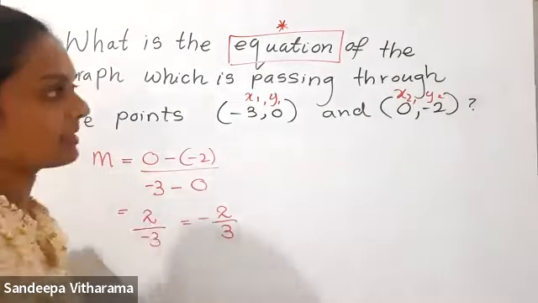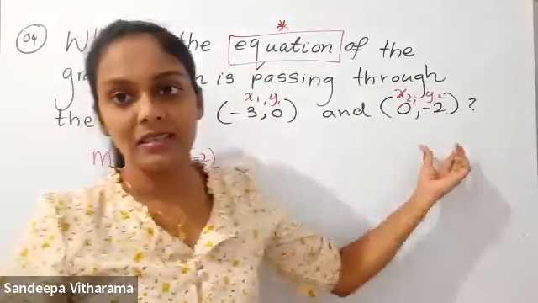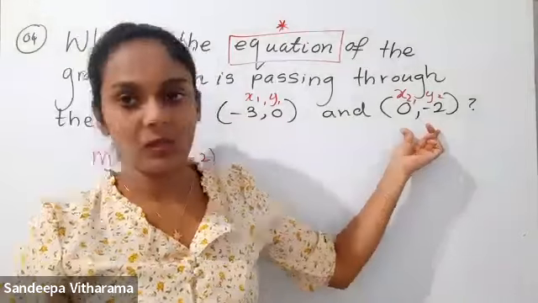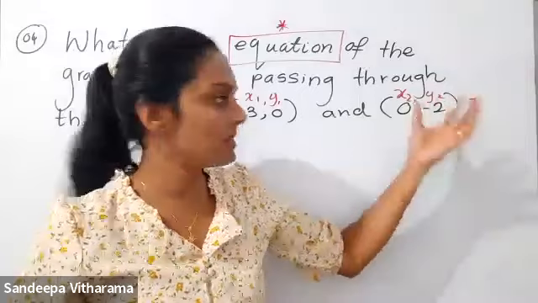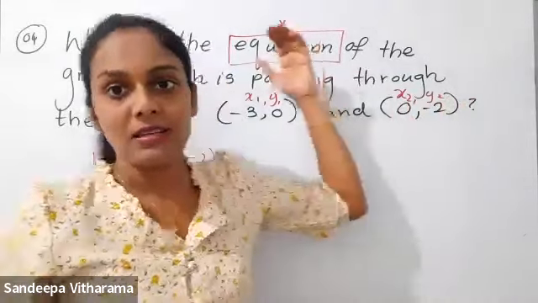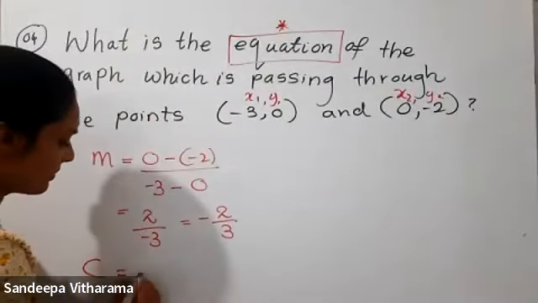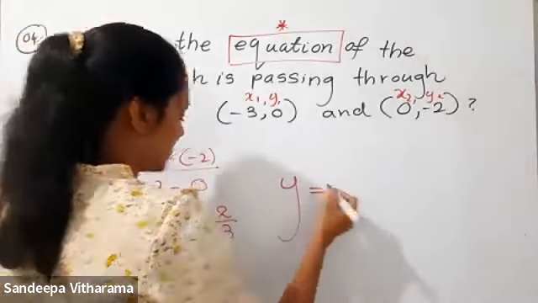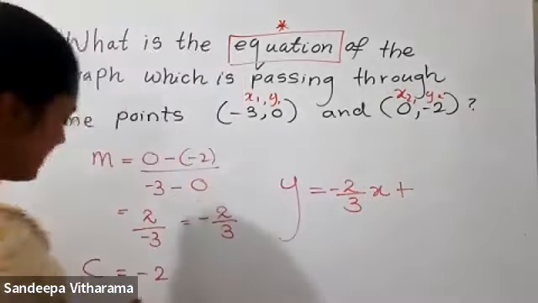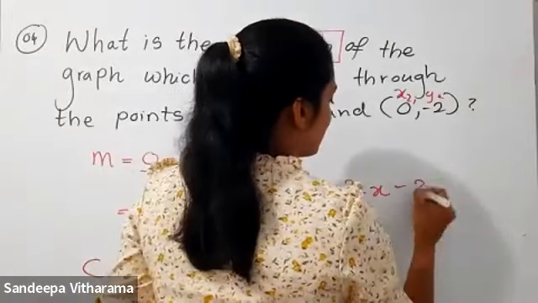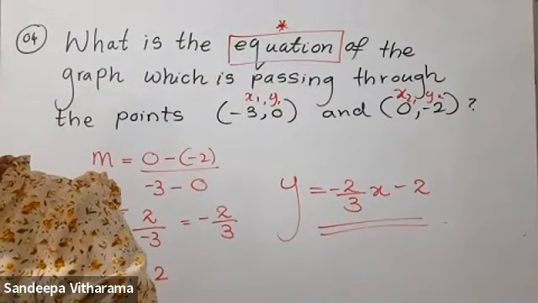Then how do we find c? I mentioned that c can be easily identified, because 0 comma minus 2 lies on the y-axis. That means this is the point where the straight line passes through the y-axis. That means c equals minus 2. Therefore y equals m, which is minus 2 over 3, times x plus, subtract, minus 2. Okay? This is the equation. Have you got this answer? What are the answers?